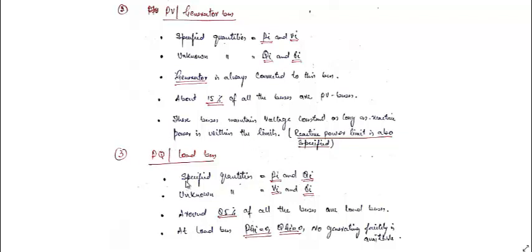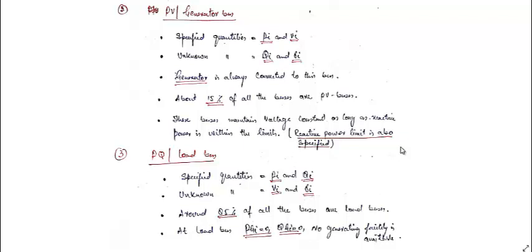P and Q are usually considered to be the load. So when they are specified, it means it's the load bus. Unknown quantities are Vi and delta. Most of the buses, around 85% of all the buses, are load buses. At load buses there is no generation. PGi will be equal to 0, QGi will be equal to 0. There is no generating facility available.